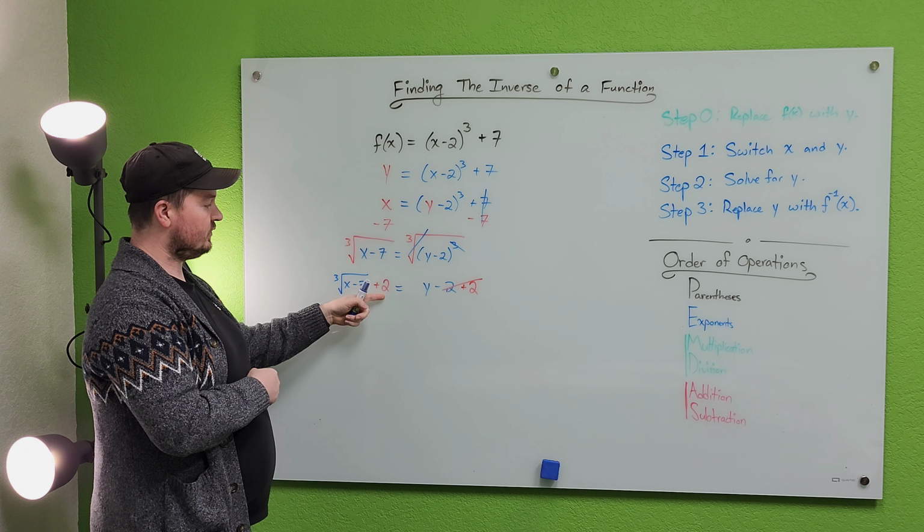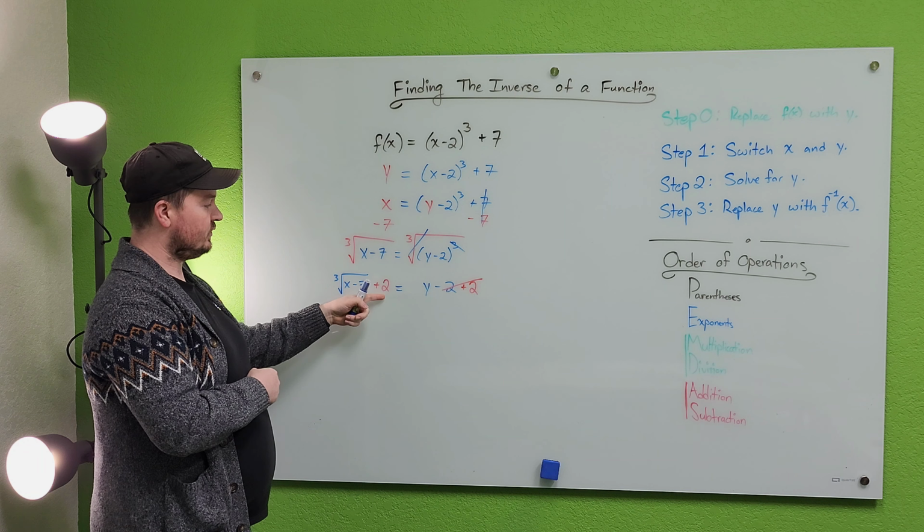So we've taken care of the algebra where we solved for y, but now to make it clear that this function is an inverse, we're going to say this is f inverse of x. It's the cube root of x minus 7 plus 2.